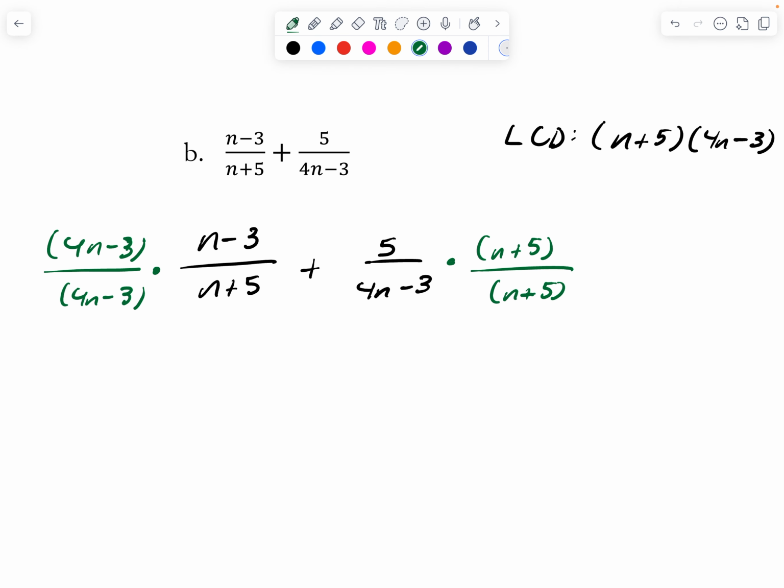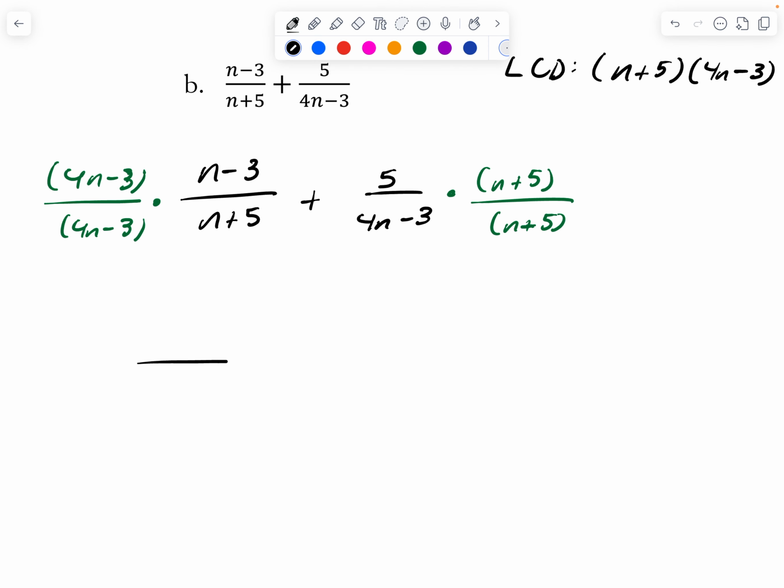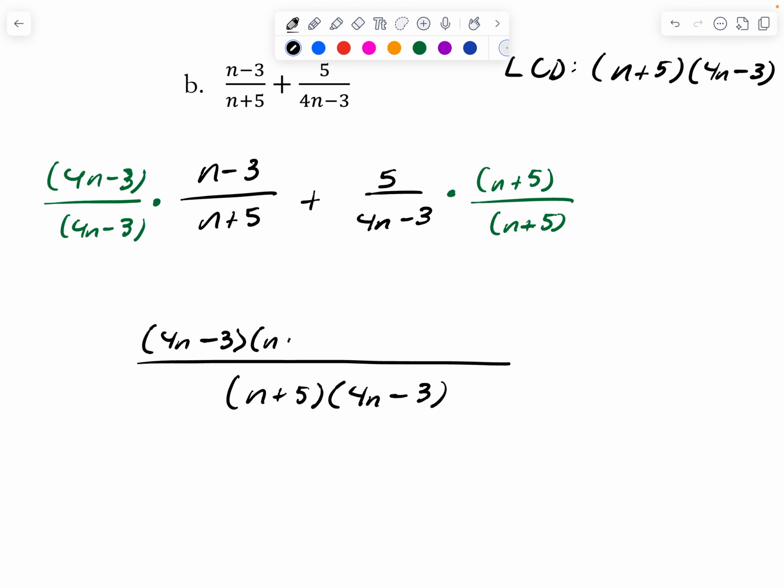So when I do this, I'm going to get a common denominator of just n plus 5 times 4n minus 3. And now I'm going to bring down the numerators that I will distribute.